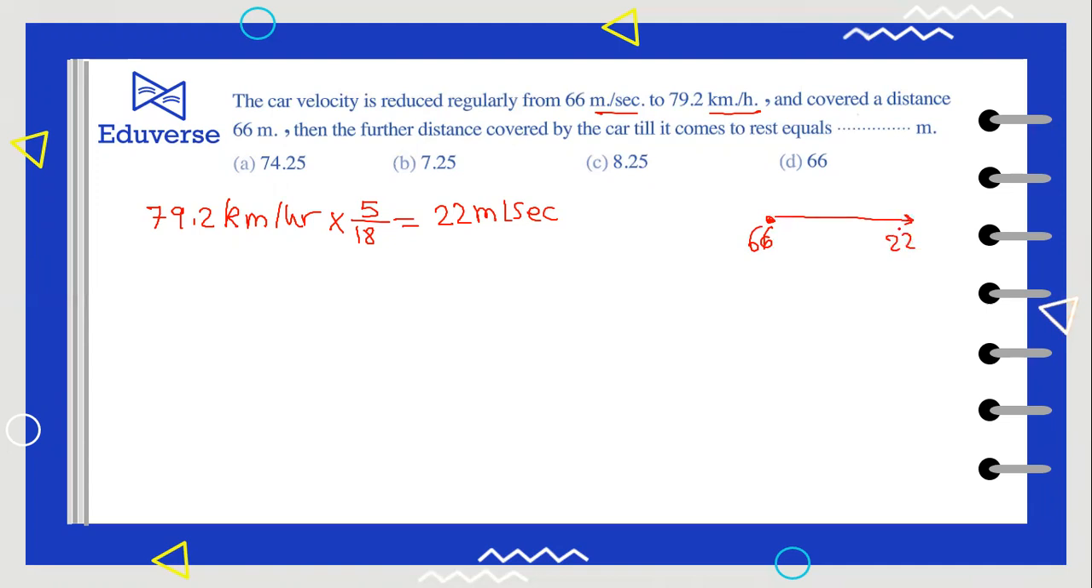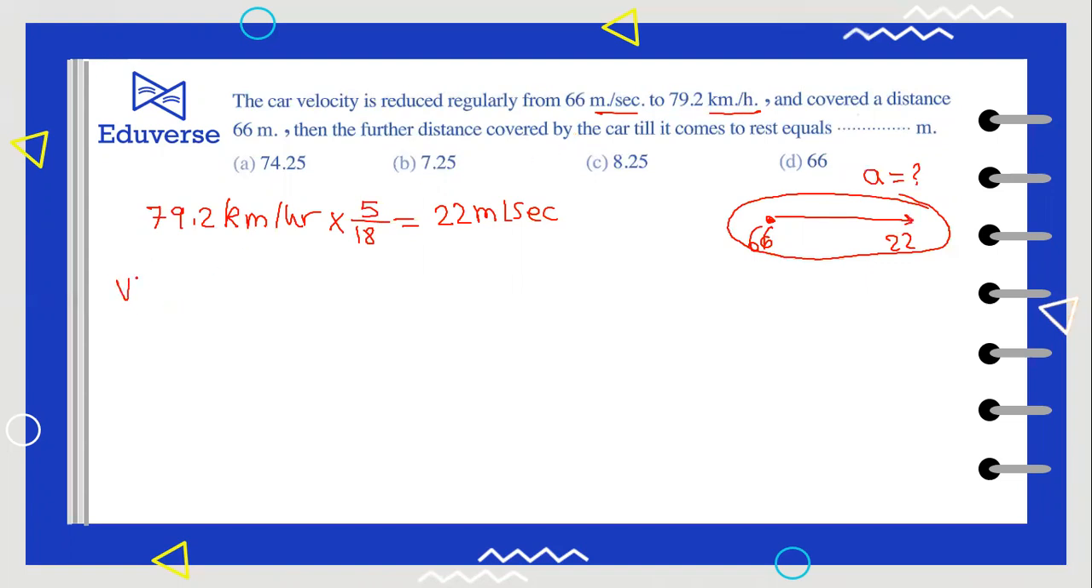The velocity is decreasing and the covered distance is 66 meters. Then we need the further distance covered by the car till it comes to rest. From this first motion, I can find the acceleration and then use it to find the distance.